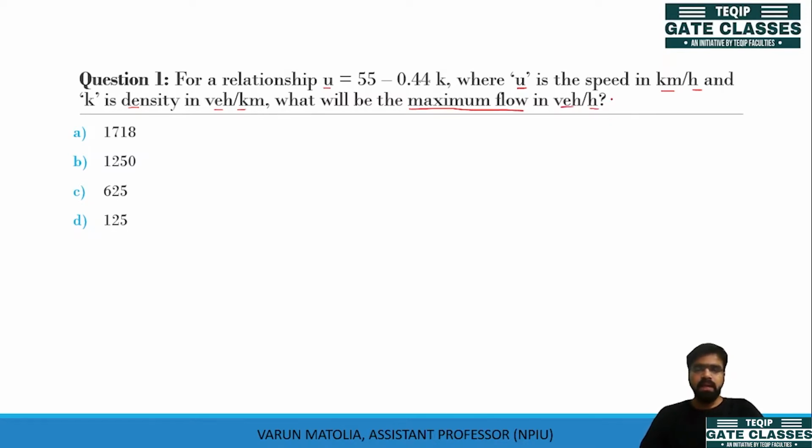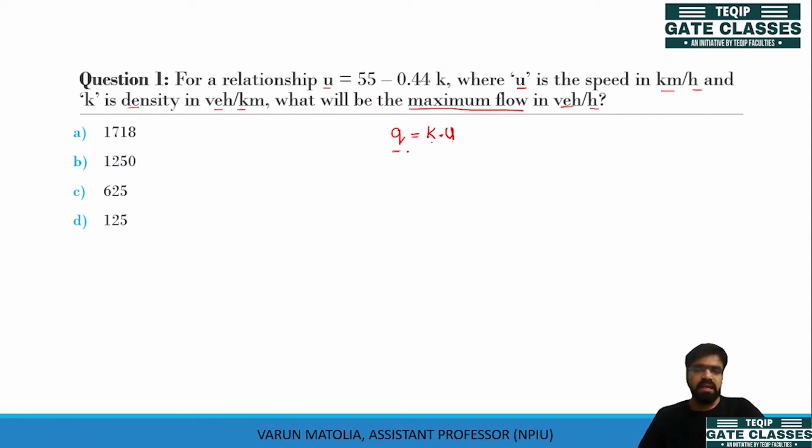From this question, we can say that this problem is related to flow, density and velocity relationship. We know the flow density and velocity relationship, the characteristic or basic equation is given by q is equals to k times u. It may be u or v, the representation can be different, but as per the question it is q equals to k times u. This is not maximum flow.